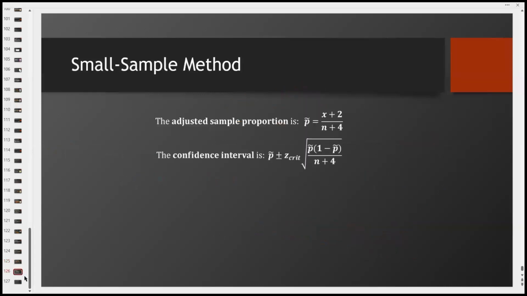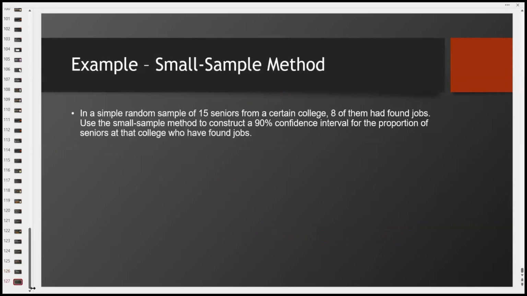Let's look at one more example here because there may be some in your homework this week. If we have a really small sample, then we can use what's called the small sample method. What this is going to do is just adjust the proportions and the values a little bit so that we can use the same distribution while making our estimate a little bit better. In a simple random sample of 15 seniors, 8 of them had found jobs.